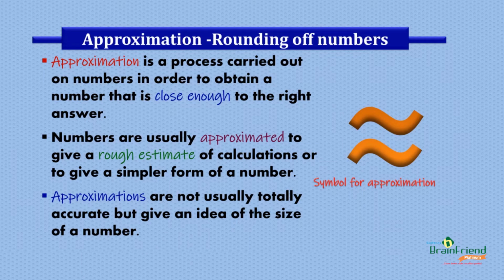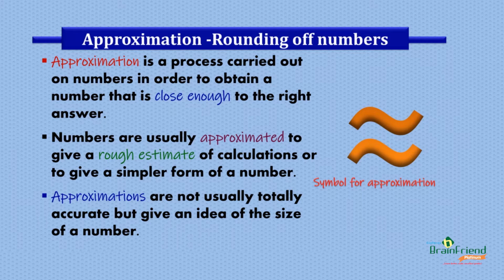So, approximation is simply the act of approximating. And what do we do when we approximate? We simply take a number that is very close but not exactly the same, as long as it can represent the original number. In approximating, we actually round off. And round off involves rounding up or rounding down. We'll be learning more about what rounding off is in this lesson.